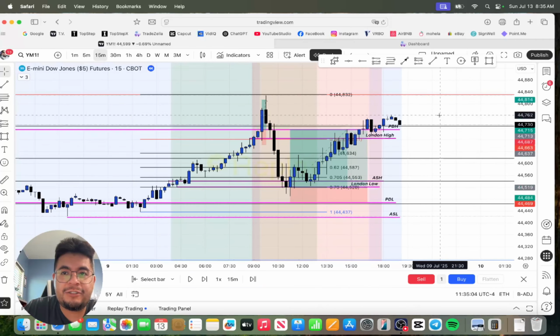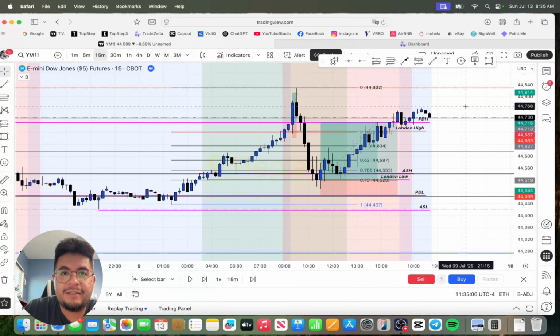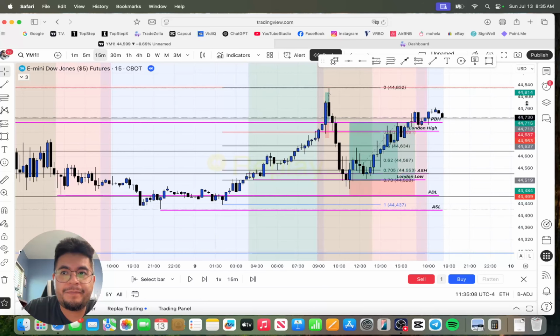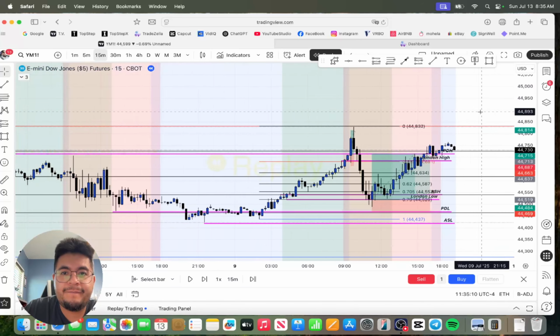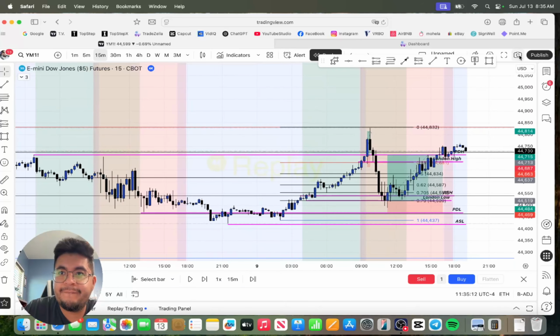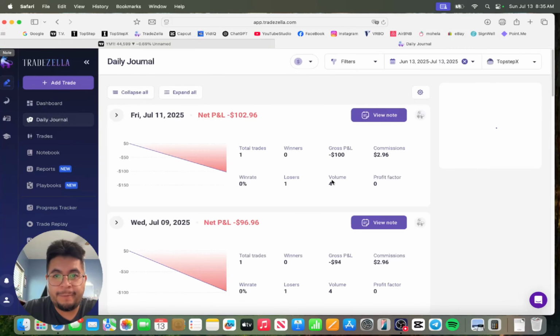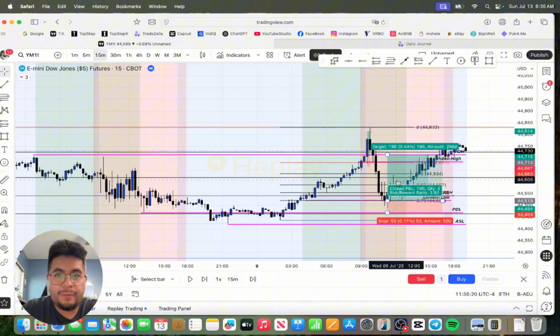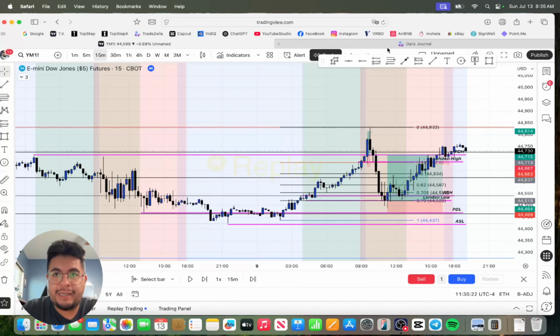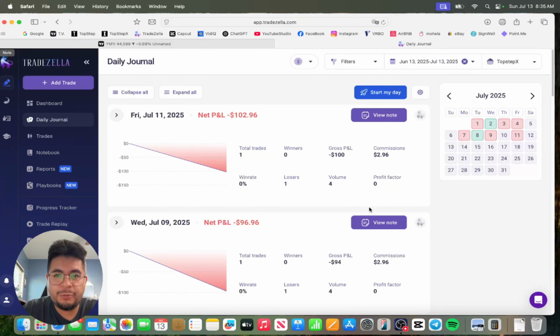So I just want to screenshot this 15-minute chart. Copy image. Add trade. We're going to go to the daily journal, Wednesday, July 9th. So we're going to view note.